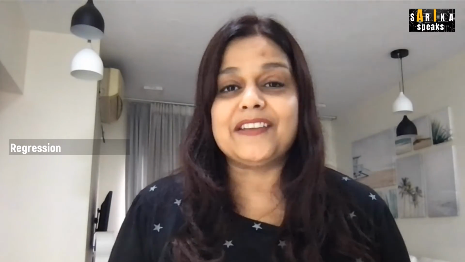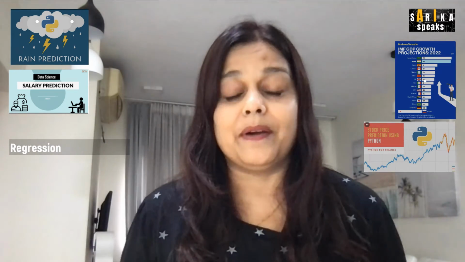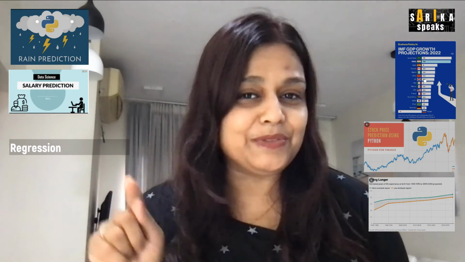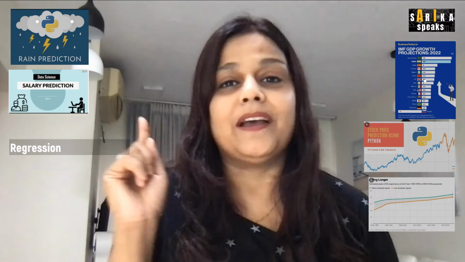The first one that we want to talk about is regression supervised learning. What is this? In this case, if you are trying to predict a result in the form of a number or a level, then that's your regression supervised learning. For example, if you're trying to predict rainfall, salary, GDP, stock prices, or the life expectancy in case of insurance, all of these will fall under regression supervised learning.